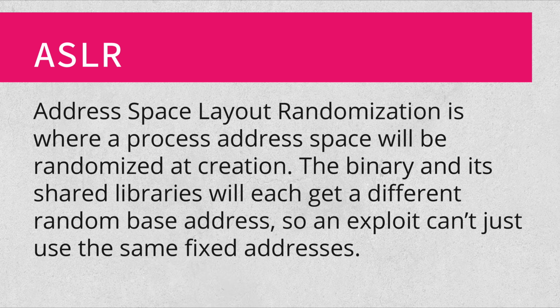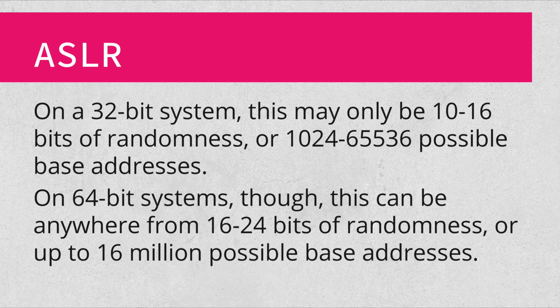Finally, let's talk about ASLR, or Address Space Layout Randomization. Normally, a binary has a specific base address where it gets loaded, and the stack is also at a fixed address. So an exploit just needs to be written to use those specific known addresses. With ASLR though, each binary that's loaded gets a randomized base address, greatly increasing exploit complexity. You can't just use a single payload and expect it to work consistently. On a 32-bit system, there may be only 10 to 16 bits of randomness, which means 1024 to 65,536 possible base addresses, well within the range of guessability. However, on 64-bit systems, this might be as high as 24 bits of randomness, or about 16 million possible base addresses. That makes it a little bit harder, to put it mildly.